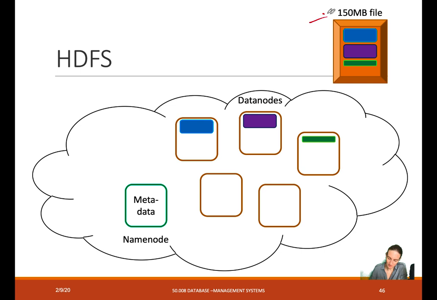This one. And it is split into three blocks. Each block is stored on a different node or hard disk in our cluster. Okay. Now, there are daemons that keep track of where everything is stored. And we have metadata, which is stored on a name node, which will tell us where the different blocks of this file are.